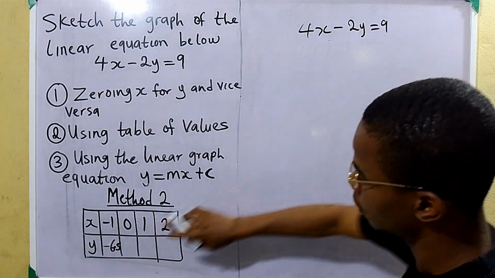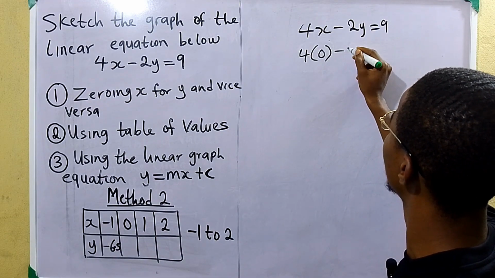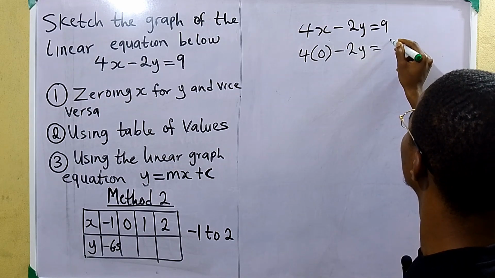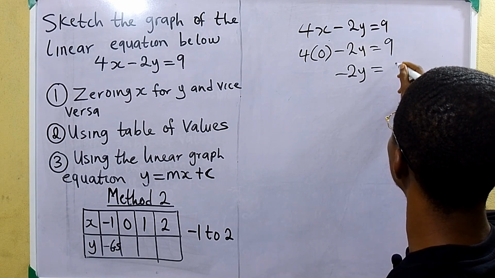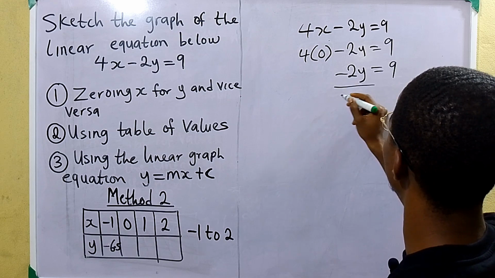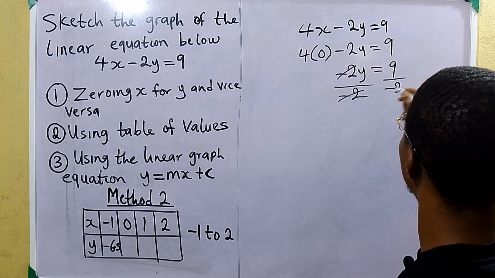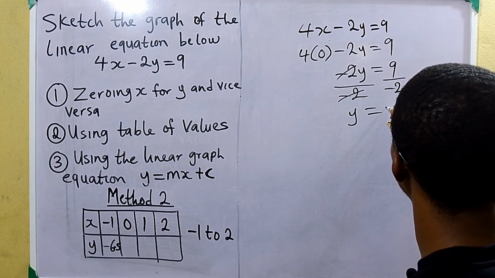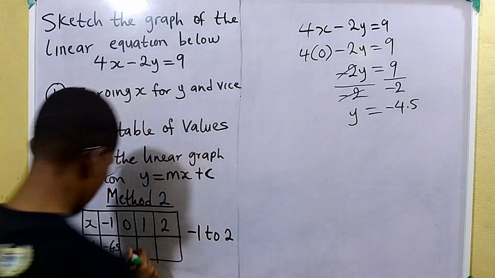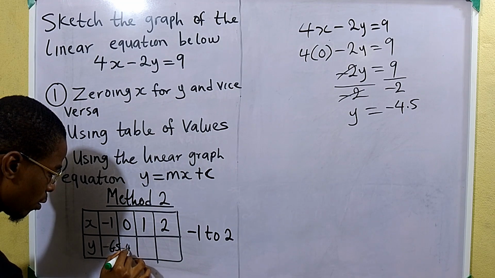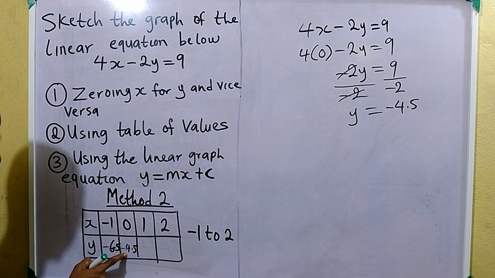We go for the next value, which is 0. 4 multiplying 0 minus 2y equal to 9. This goes -2y equal to 9. So we are dividing both sides by -2 and -2. This cancels this, and then we have our y equal to -4.5. That means when x is 0, y equal to -4.5.